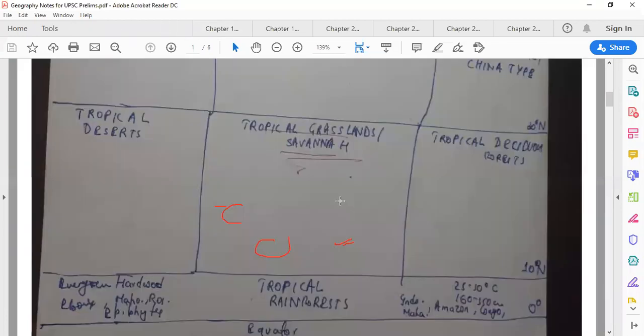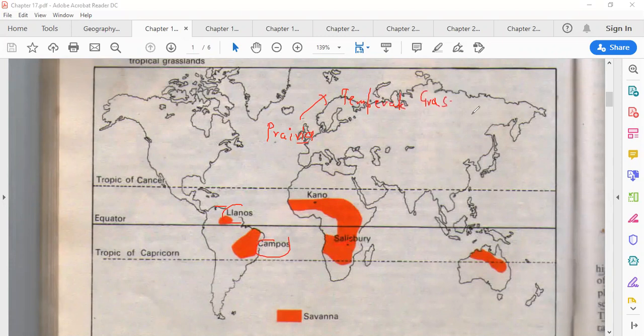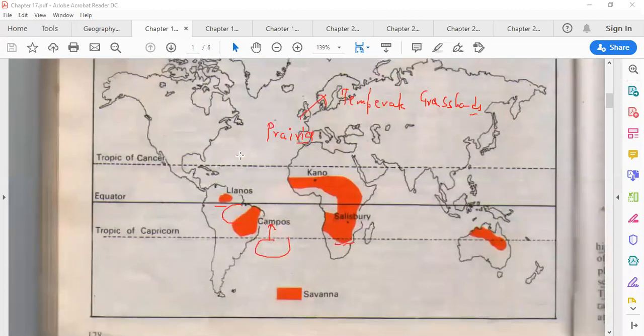You have to also remember tropical grasslands as well as temperate grasslands. Temperate grasslands are prairies, steppes, which are the wheat bowl of the world. Those are not tropical grasslands. These areas which we are talking about right now are tropical grasslands, which are also called savanna and which have Sudan kind of climate. So Campos, Llanos, they are tropical grasslands. As you can see, the region is very confined. These are the regions for savanna kind of climate. Llanos, Campos, Kano, Salisbury. These are the areas.